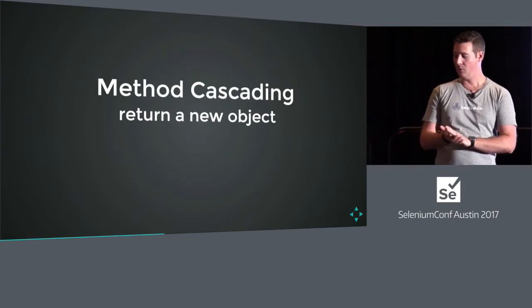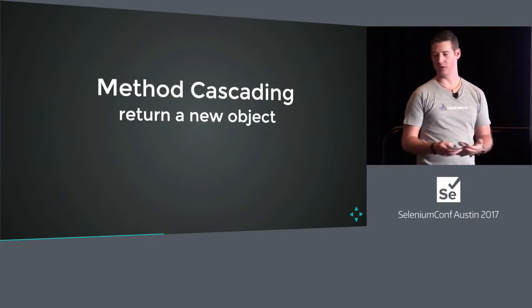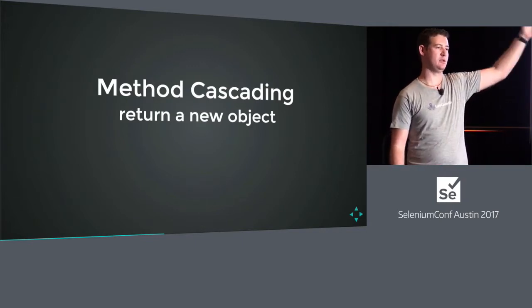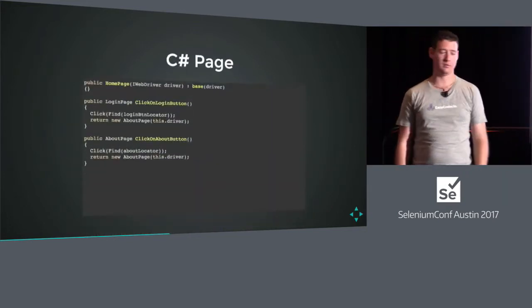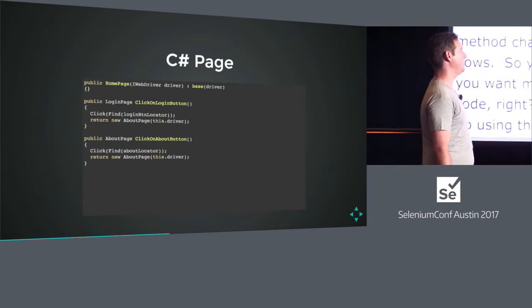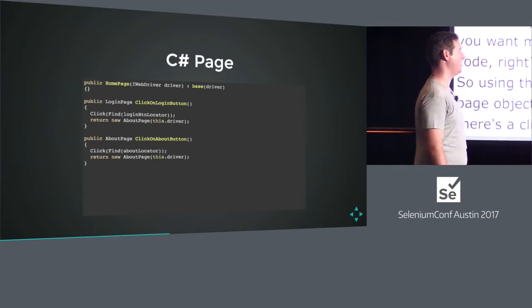And because of all this method cascading and method chaining, everything just sort of flows. So everyone wants to see the demo now. You just want me to shut up and just show you code, right? So using those two, this is a sample C# page object for the home page. There's a click on login button and a click on about button.